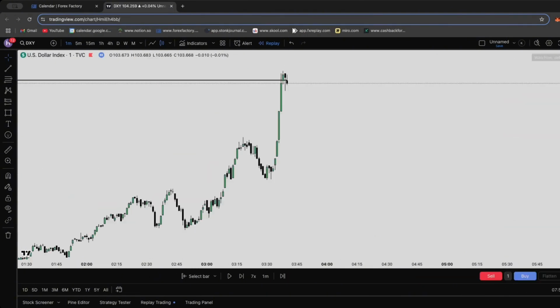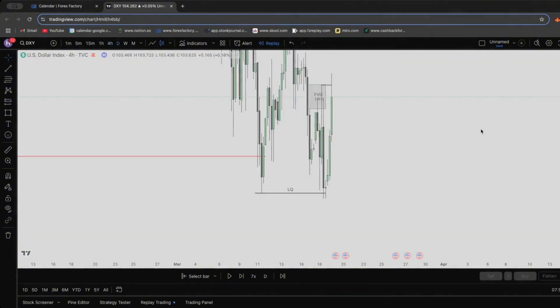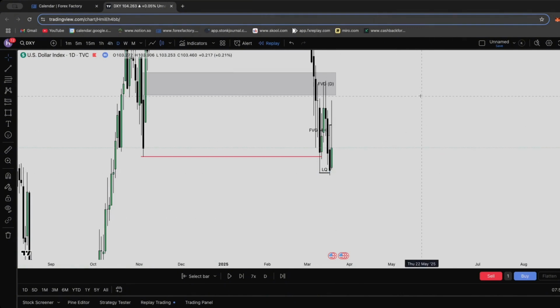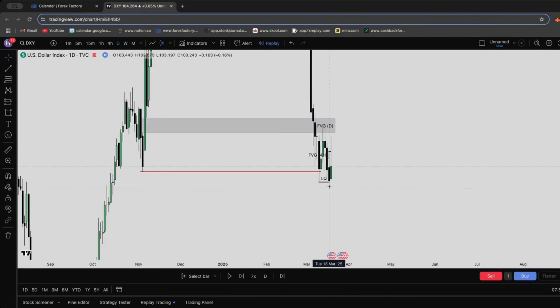So if we jump over to DXY, I'll quickly show you my analysis. As I explained before, take this high, then move higher. It's the same analysis from the other trade. Obviously they're a day apart, but this time I'm taking the move up.